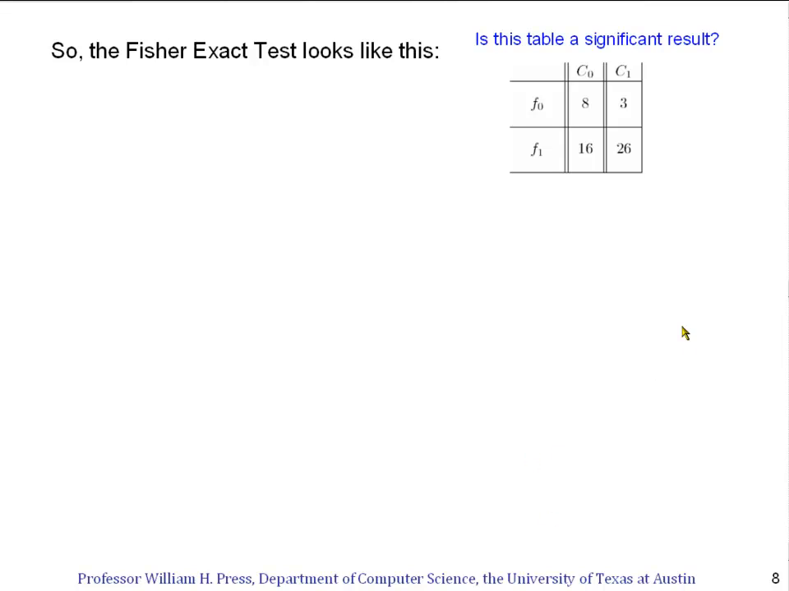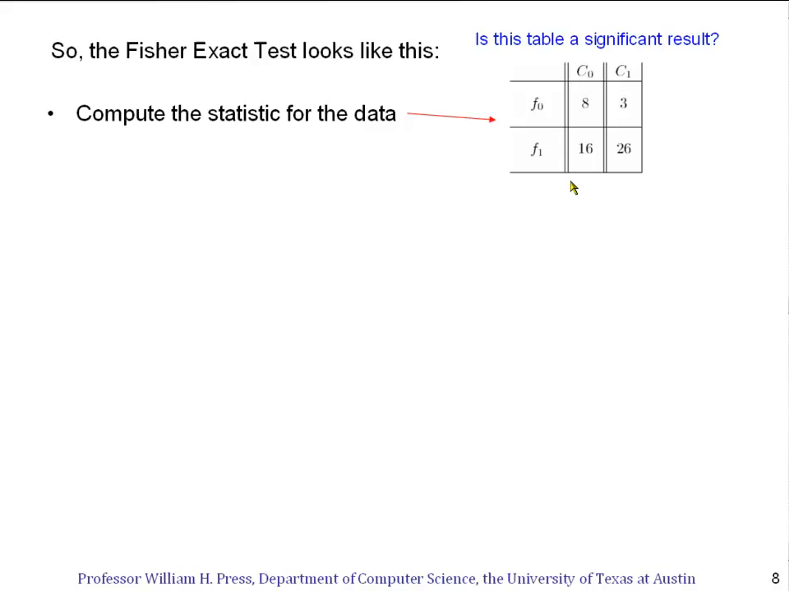So here's what Fisher's exact test looks like. Let's do a numerical example. Is this table a significant result? Let's see. Well, in this column there are 24 events, and about a third of them were in the first row. And in this column there are 29 events, almost 30, and only 3, so only about 10% were in the first row. So is the fact that we got only 10% in this column and more like 33% in this column statistically significant or not?